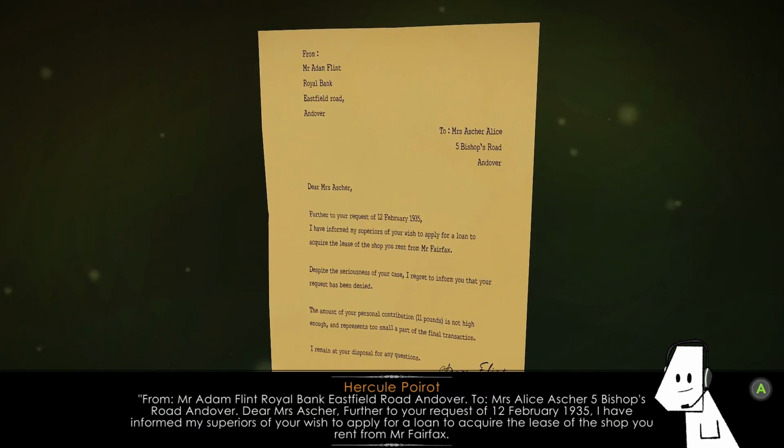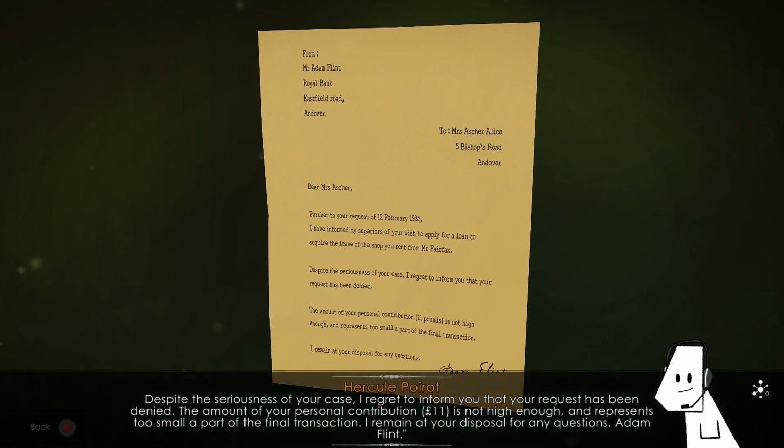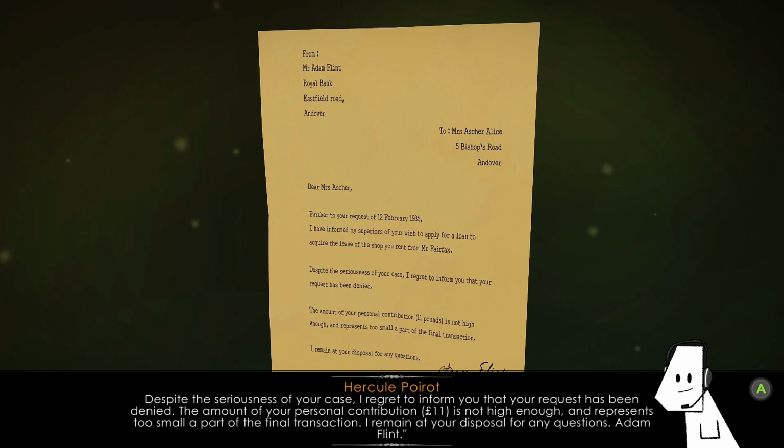From Mr. Adam Flint, Royal Bank, Eastfield Road, Andover. To Mrs. Alice Asher, 5 Bishops Road, Andover. Dear Mrs. Asher, further to your request of 12 February 1935, I have informed my superiors of your wish to apply for a loan to acquire the lease of the shop you rent from Mr. Fairfax. Despite the seriousness of your case, I regret to inform you that your request has been denied. The amount of your personal contribution, £11, is not high enough and represents too small a part of the final transaction. I remain at your disposal for any questions.